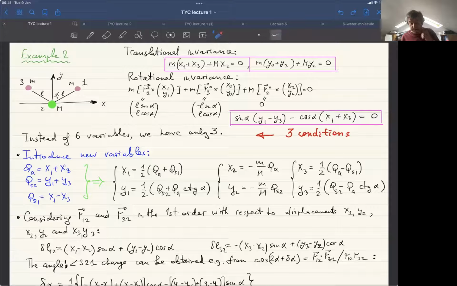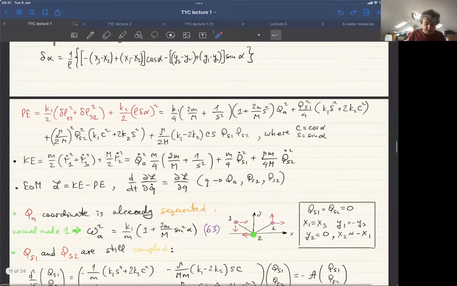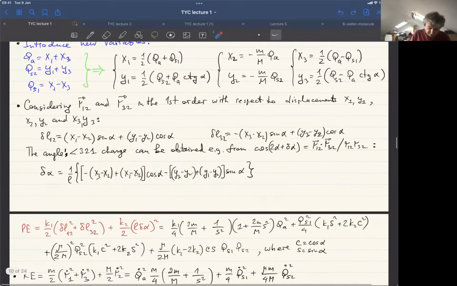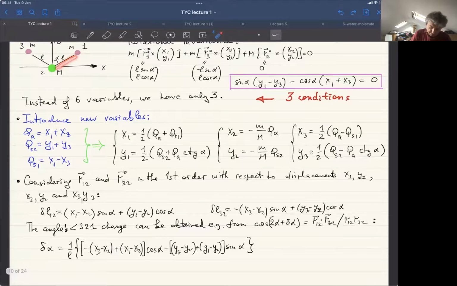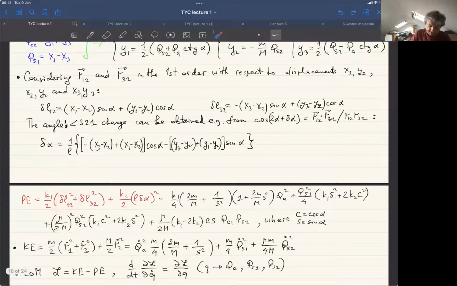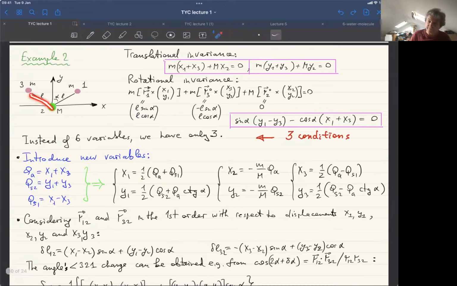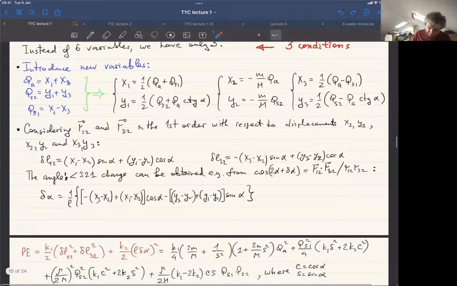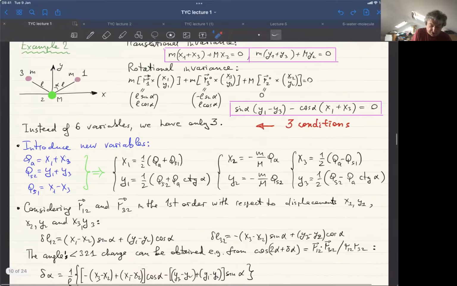So what we need to do now is to write the potential energy and kinetic energy of the molecule, right? So the potential energy, we shall assume, is given by this. So what is this? This is the change of the length here. It's harmonic with some spring constant K1, and the change of the length here. Plus, we have a term associated with the change of this angle.